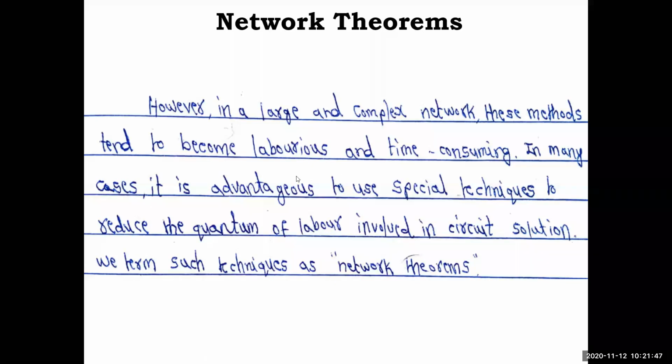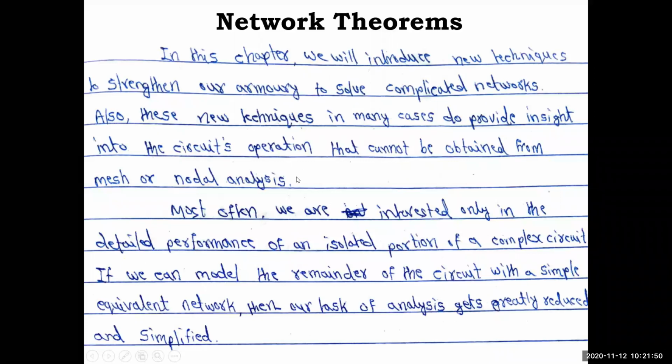In this module we'll introduce new techniques to strengthen our armory to solve complicated networks. That is our goal now, to solve complicated networks with the help of these theorems. Also, these new techniques in many cases provide insight into the circuit's operation that cannot be obtained from mesh or nodal analysis. What happens inside, at each terminal, may not be understood in mesh and node analysis. Mesh and node are just techniques you apply to find voltage or current, but the circuit's operation will be understood here.